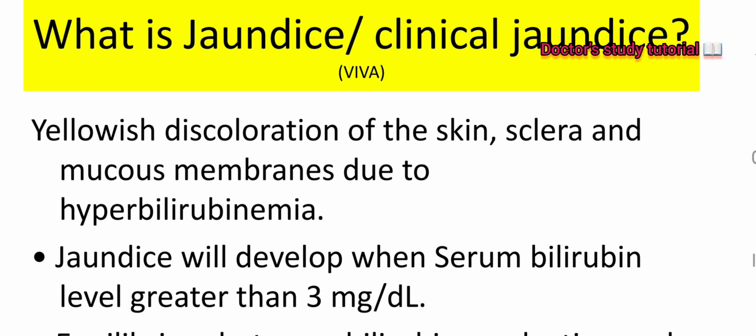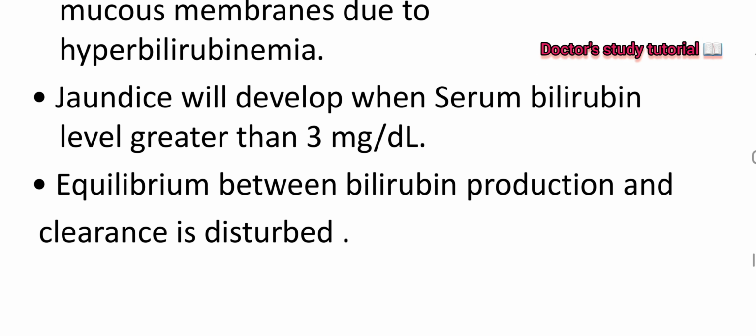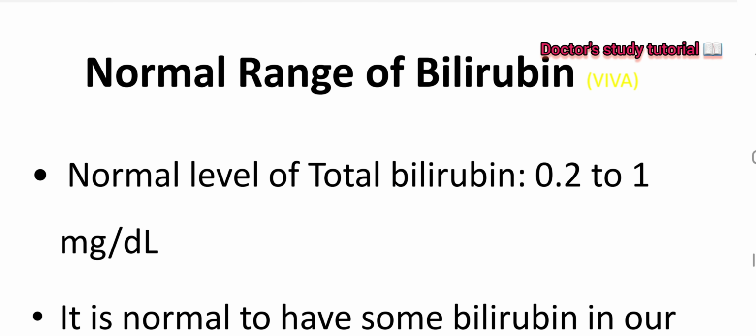Our today's topic is about jaundice. At first, we have to know the definition of jaundice: yellowish discoloration of the skin, sclera, and mucous membrane due to hyperbilirubinemia is known as jaundice. Jaundice will develop when the serum bilirubin level is greater than 3 mg per deciliter. Equilibrium between the production and clearance is disturbed.